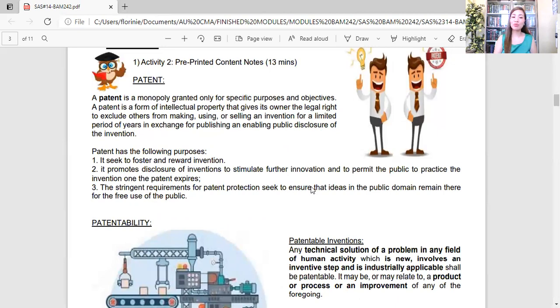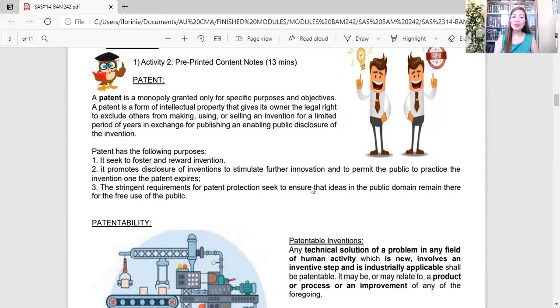Patent has the following purposes. Of course, number one, to foster and reward invention. It promotes disclosure of invention to stimulate further innovation and to permit the public to practice the invention once the patent expires. And then the stringent requirements for patent protection seek to ensure that ideas in the public domain remain there for the free use of the public.